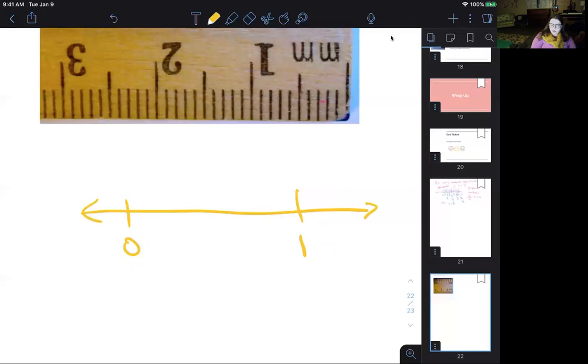If I wanted to break it into thirds, and we didn't see thirds coming up on the number line, but if I break it into 3 equal sections, I could call this 1/3, 2/3. This would be 3/3 is 1 whole. 4/3 is an improper fraction. That would be 1 and 1/3. It really depends on how we break up the number line.